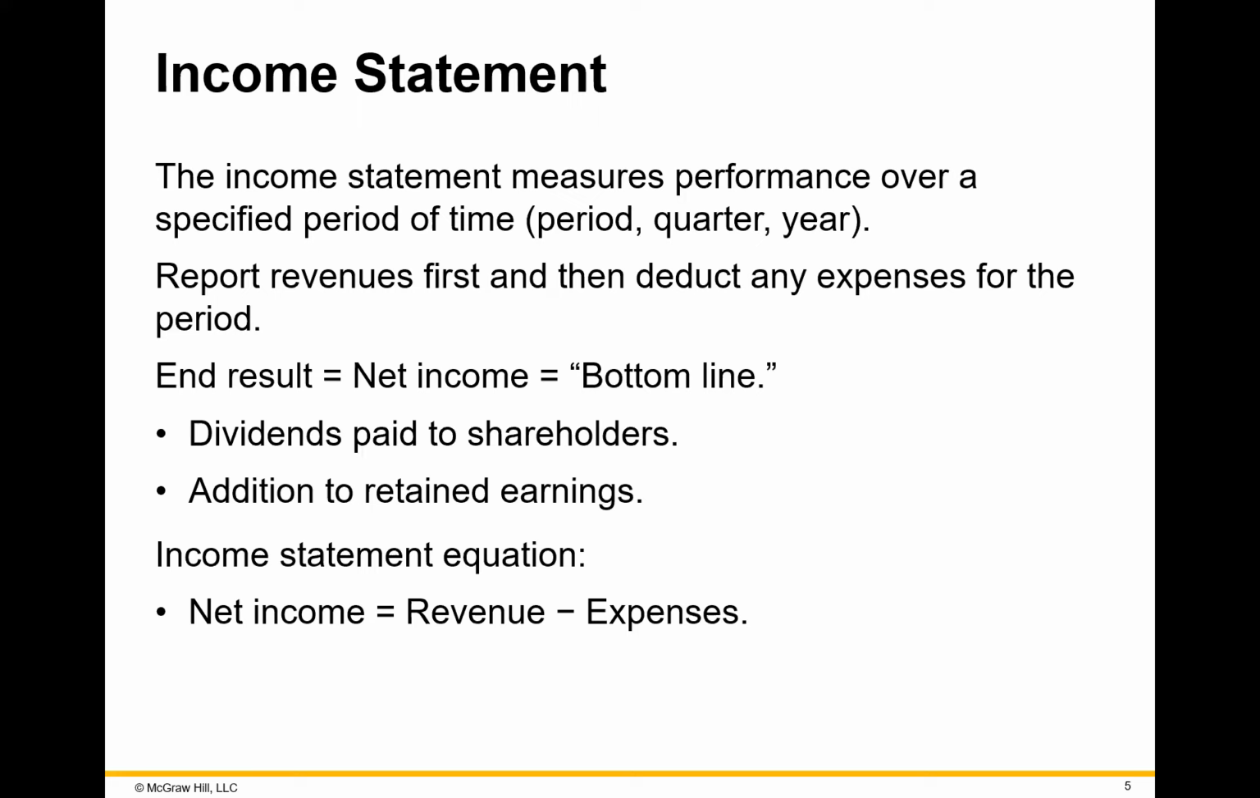It just shows how much money came in, what went out, how much you kept. It reports revenues first and then deducts any expenses for the period. End result, net income, also known as the bottom line. Then, after net income, you can choose to pay dividends to shareholders from the net income. Now, you don't have to, no company has to. Some do, some don't. But if they do, it's going to come out of the net income.